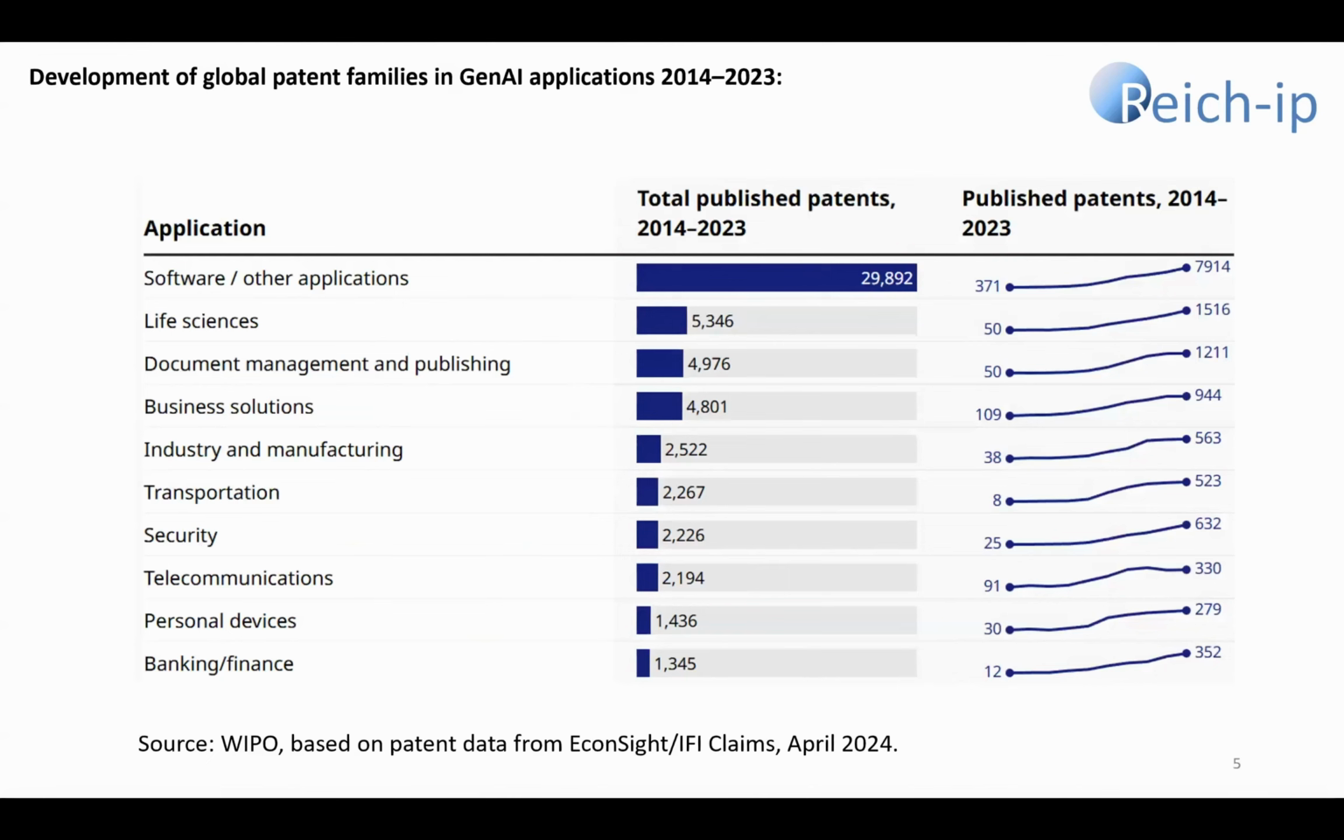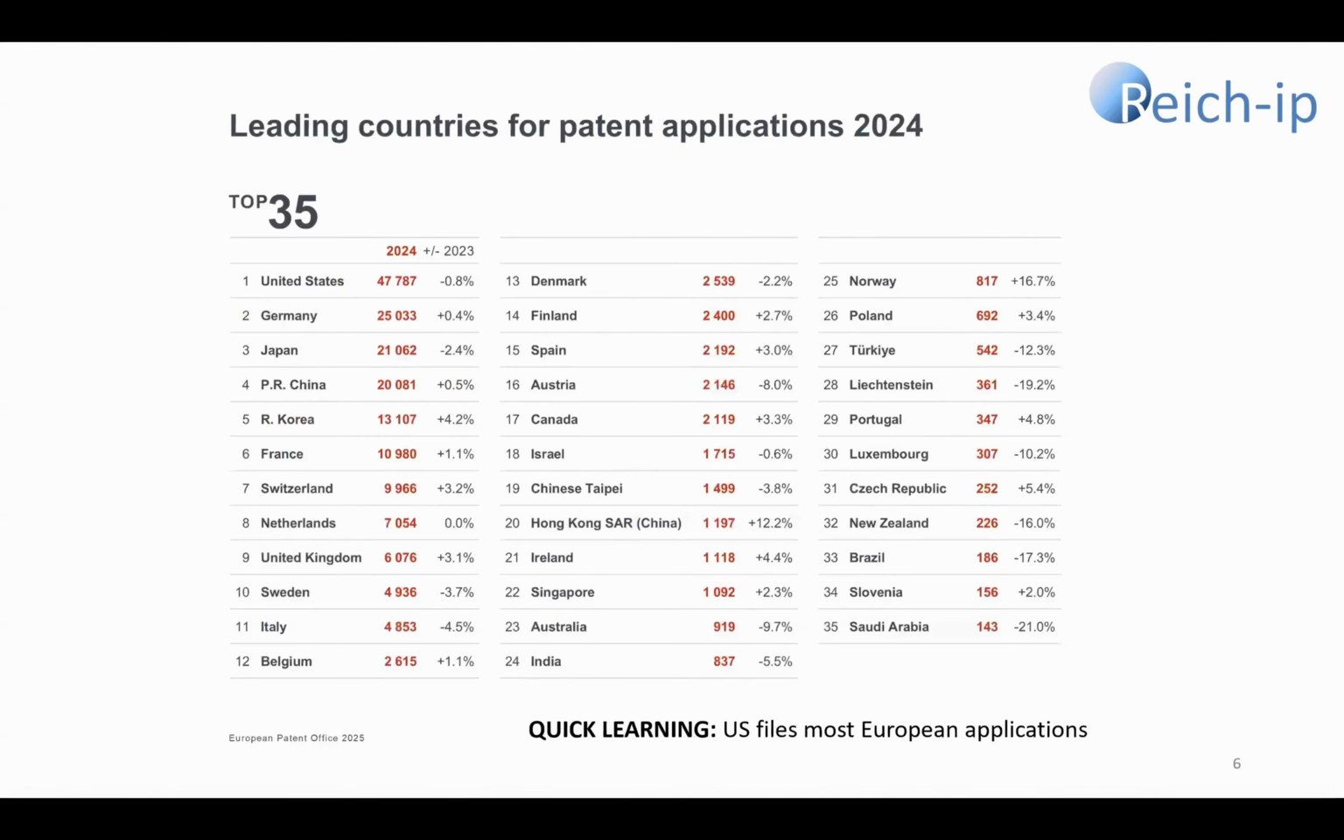So as you can see on this slide, the patent families which are dealing with AI or Gen AI are typically software related. Also, we see related fields such as life sciences, document management, business solutions, where the AI is not as such developed further, but merely used in those application domains. But typically, if you file an AI application, it is a software issue. So these numbers are really impressive, which is again a further motivation.